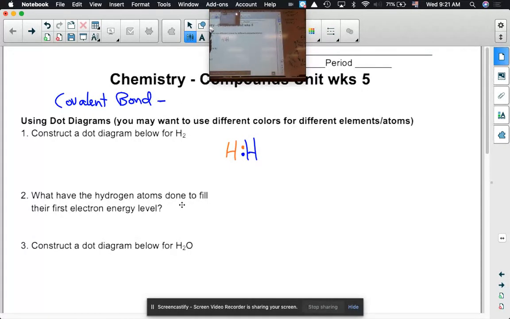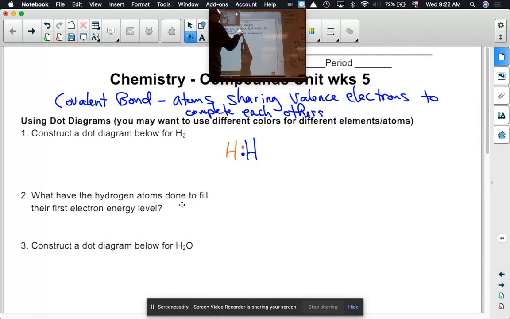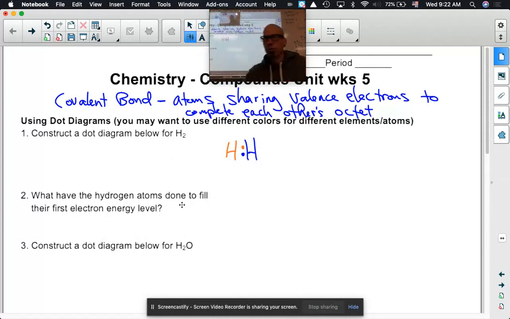So atoms sharing valence electrons to complete each other's octet. How about that? That's a pretty good definition. So atoms sharing valence electrons to complete each other's octet.